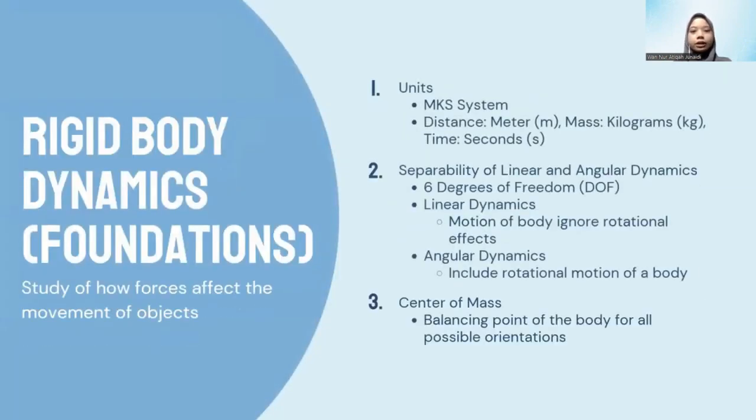And rigid body dynamics foundations, there are three: units, separability of linear and angular dynamics, and also center of mass. Units is the MKS system, M meter, K kilograms, and S is seconds. As for the second one, linear dynamics is ignoring the rotational effects, and for angular it includes the rotational effects. Center of mass is about the balancing.